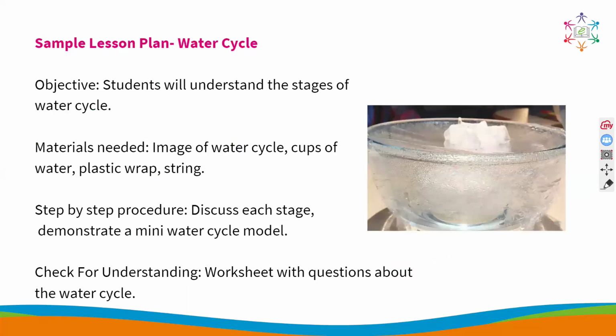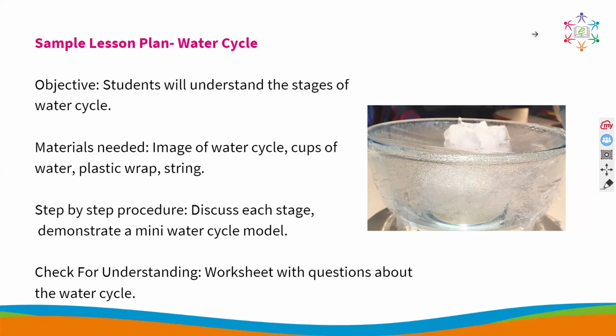Now here is a sample lesson plan for the topic water cycle, which is designed to teach students about the water cycle, a fundamental concept in environmental science. So here's how you can structure this lesson. The objective should be that the students understand the stages of the water cycle: evaporation, condensation, precipitation, and collection. By the end of this lesson, they should be able to explain each stage and how they interconnect to sustain our planet's water supply.